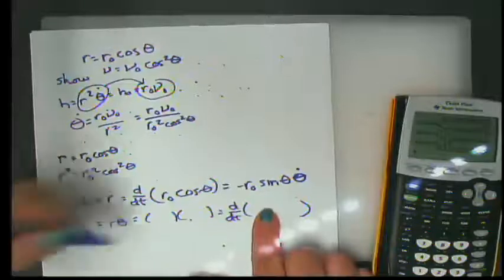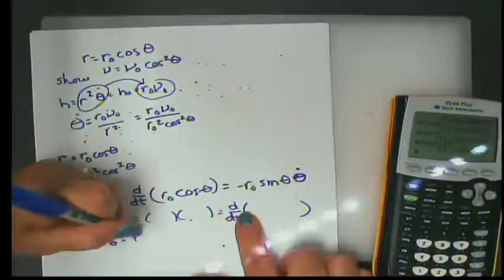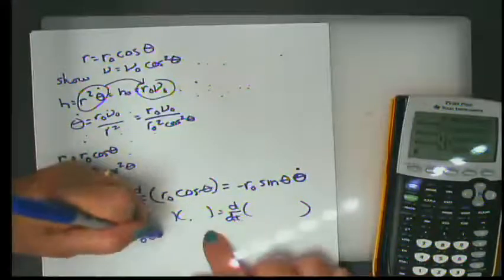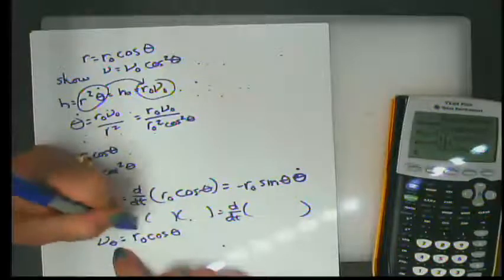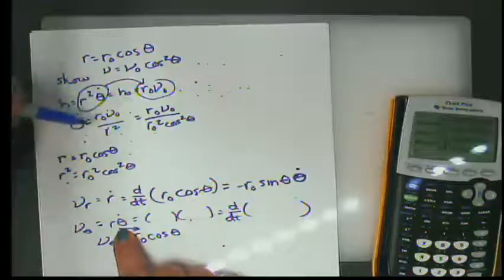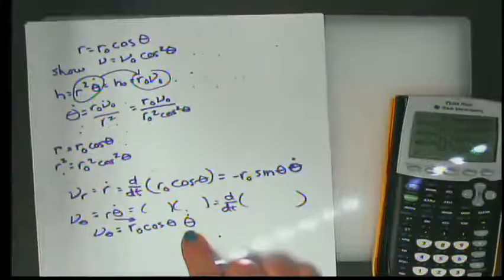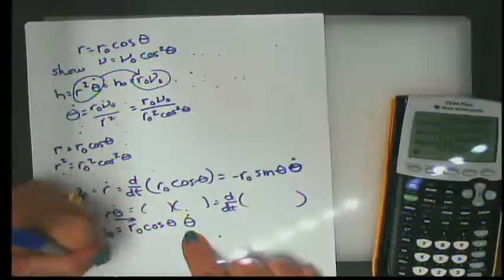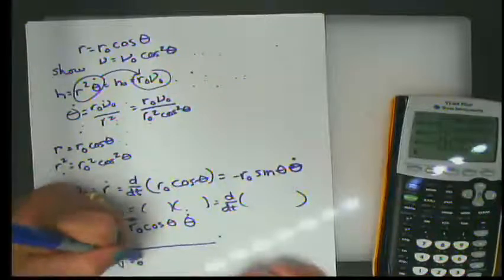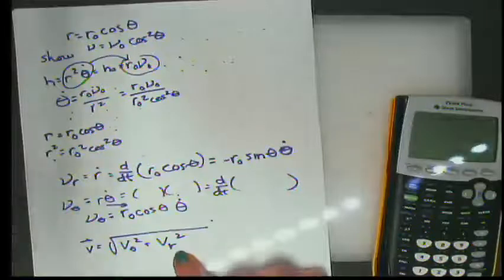What you'll come out with is v sub theta is equal to r0 cosine theta, which is just r. You don't even have to do this, really. And then theta dot, which you've already found. At this point, you can say the velocity is equal to the square root of those two perpendicular components. And after some amount of manipulation, you will find that it equals that expression.